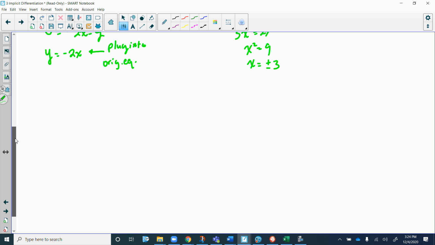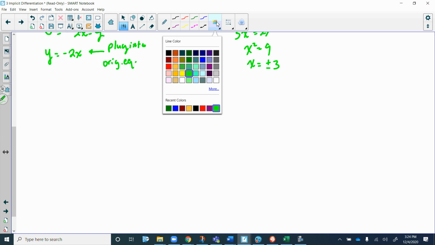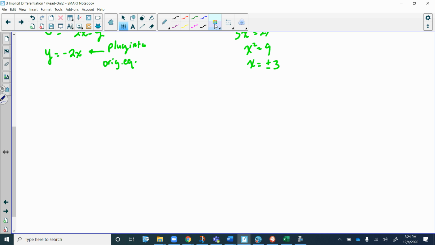So let's pick another color for the vertical tangent line. The vertical tangent line, of course, is up and down vertical. So if we're doing it at a vertical tangent line, that's going to be where y prime does not exist.